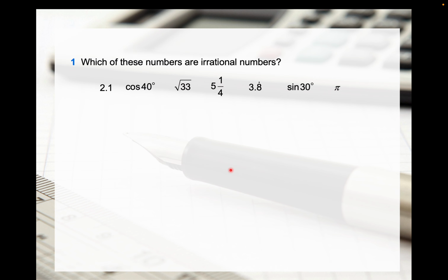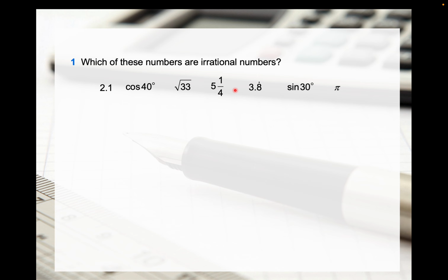So let's, for example, work out this exercise. Which of the following numbers are irrational numbers? We're looking for irrationals, which we cannot show as a fraction. So 2.1 is not going to be irrational, obviously, because it is 21 out of 10, just a mixed number or improper fraction. Cosine 40, yes, it is going to be an irrational number. And square root of 33 is also irrational, as it's not a perfect square.